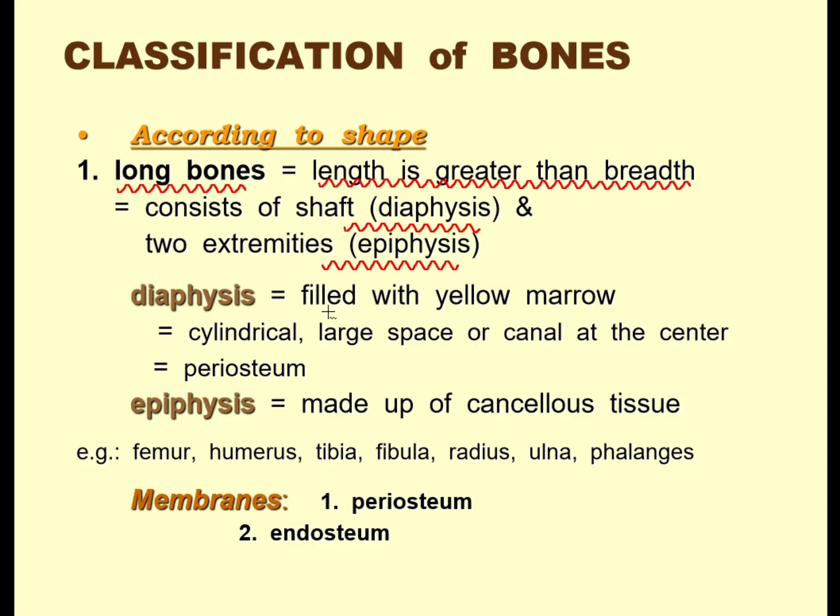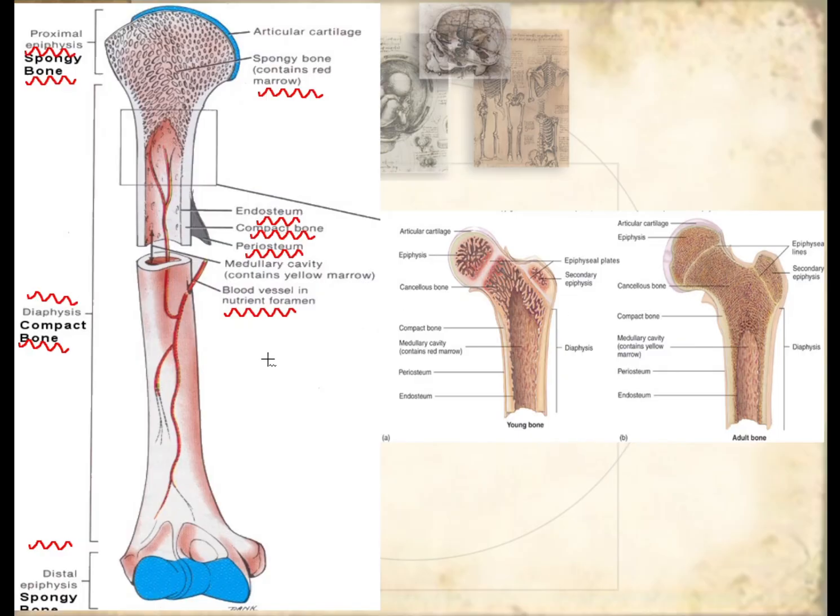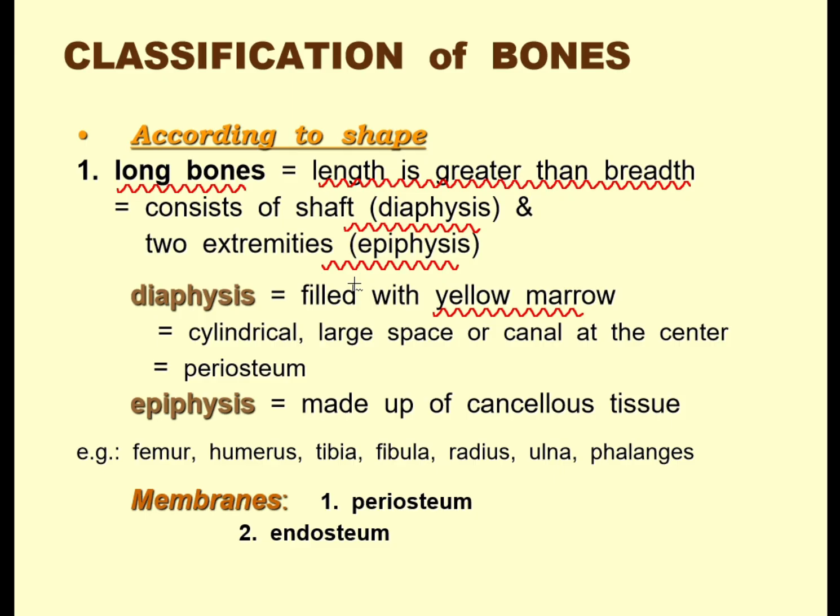Then the diaphysis is filled with yellow marrow. Spongy bone, as already said, contains the red marrow, but in the diaphysis there is the medullary cavity, which contains the yellow bone marrow. It is a cylindrical, large space or canal at the center.